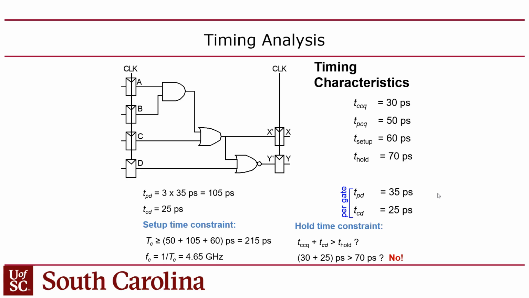Okay? Contamination delay, the hold time constraint: we have to check if the contamination delay of the flip-flop plus the contamination delay of the circuit is longer than the hold time. Now the contamination delay of the flip-flop is 30, the contamination delay of the circuit is 25, 30 plus 25 is 55, and the hold time is 70. Well, we got a problem. That violates the hold time.